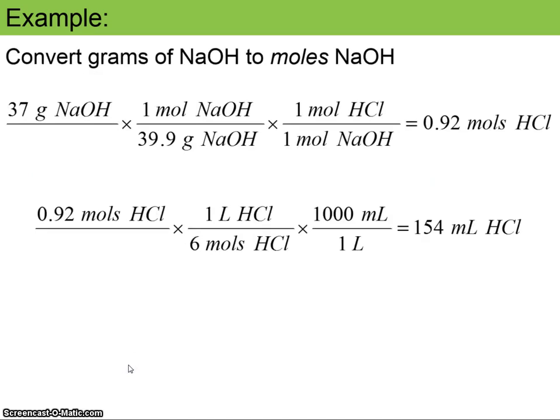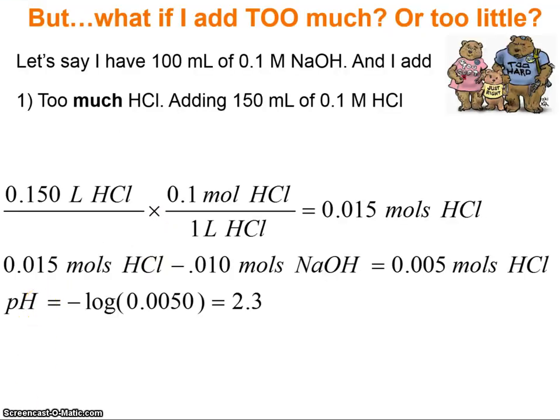I'm going to convert the grams of sodium hydroxide into moles of sodium hydroxide. So 37 grams of sodium hydroxide divided by the molar mass of 39.9 grams. Now there's a 1-to-1 stoichiometry, so I need 0.92 moles of HCl. If I've got a concentration of 6 moles per liter, the moles cancel each other out. I need to convert that into milliliters. 150 milliliters of 6 molar HCl are needed. Right. But let's do some other situations.